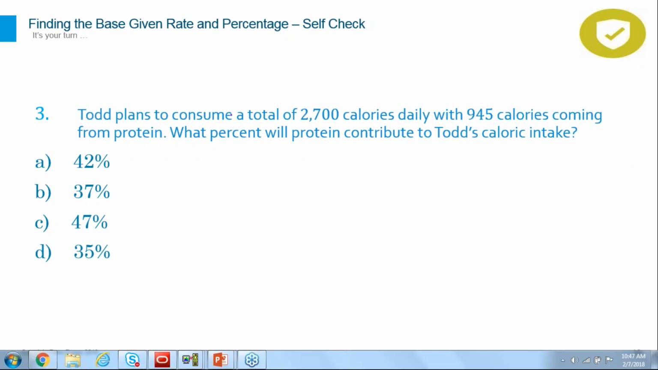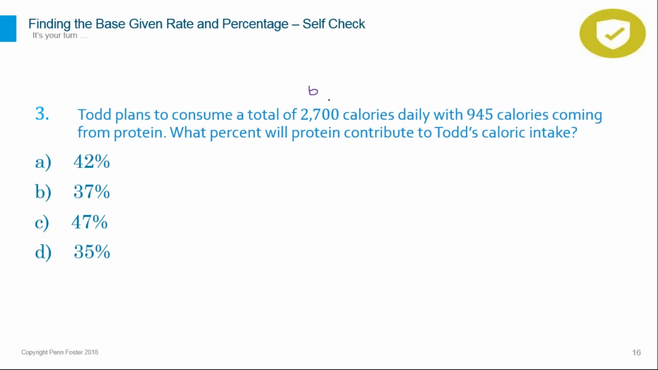From reading the question, when it comes to exams or real life situations, we know that this part of the lesson is going to ask you for the R, the rate. But let's read the question and figure out what it is asking for and what it gives us as knowns. Todd plans to consume a total of, so the total here is the base. The B is the 2,700 calories, with 945 calories coming from protein. That part of the whole is the part. What percent? It's very obvious, it's asking for the R, the rate.